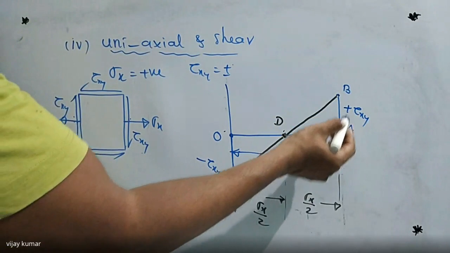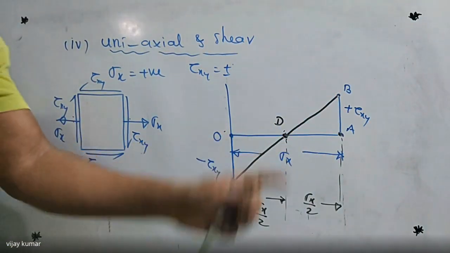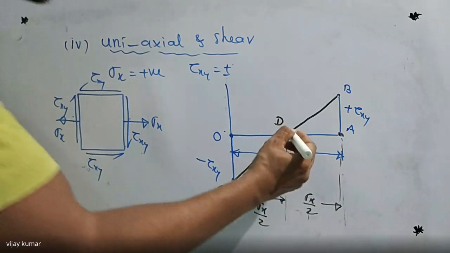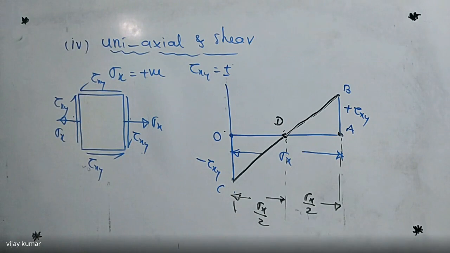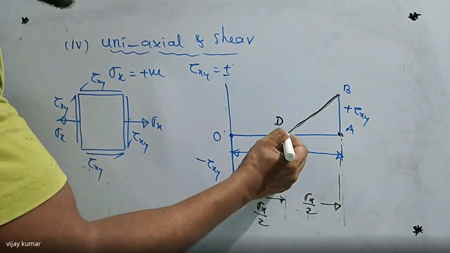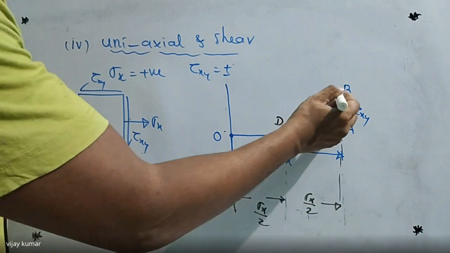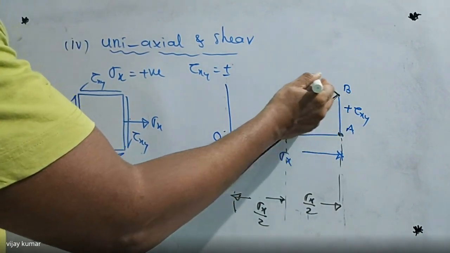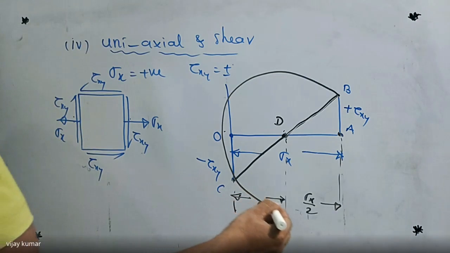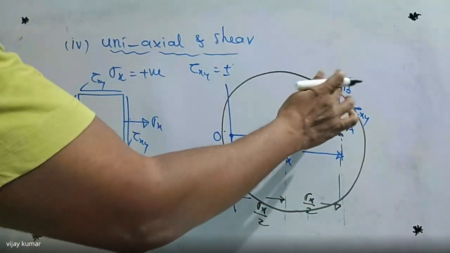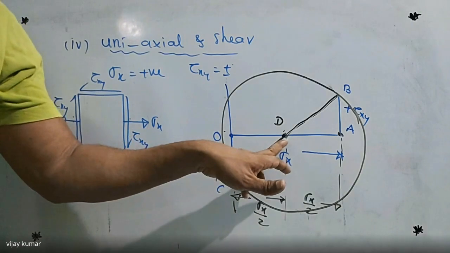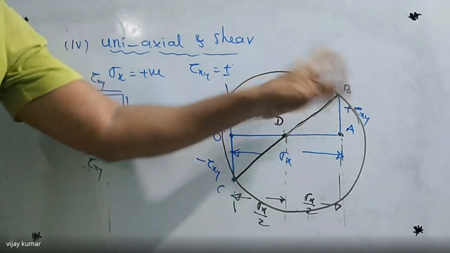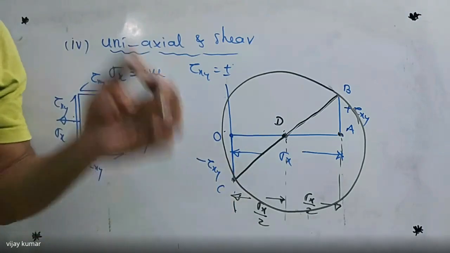And what is AB? Tau xy. We can take it positive or negative, both are the same. Do you get my point? It is like a right angle triangle. So I am taking this point as the center, and DA as the radius, and I am going to draw the circle like this. D as center, DB as radius, or DC also radius.